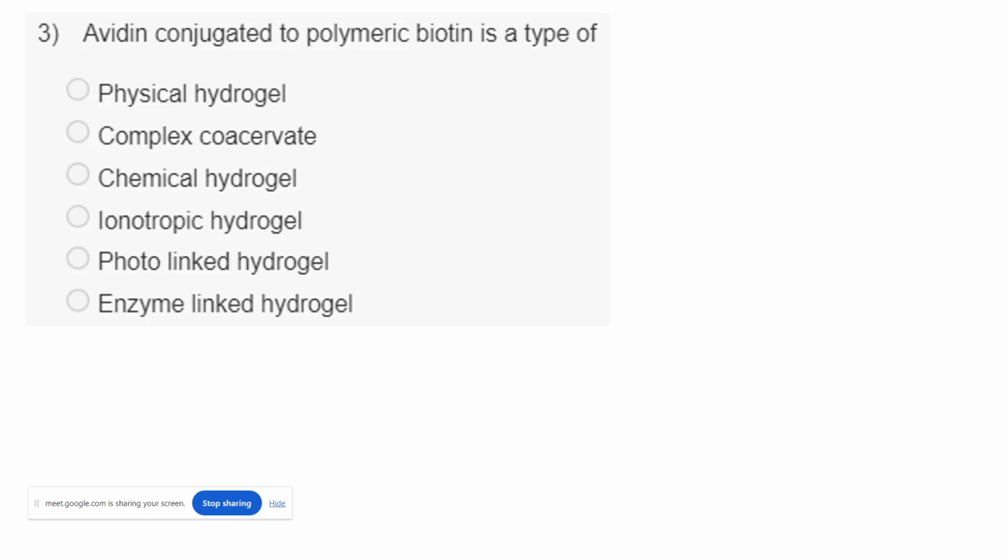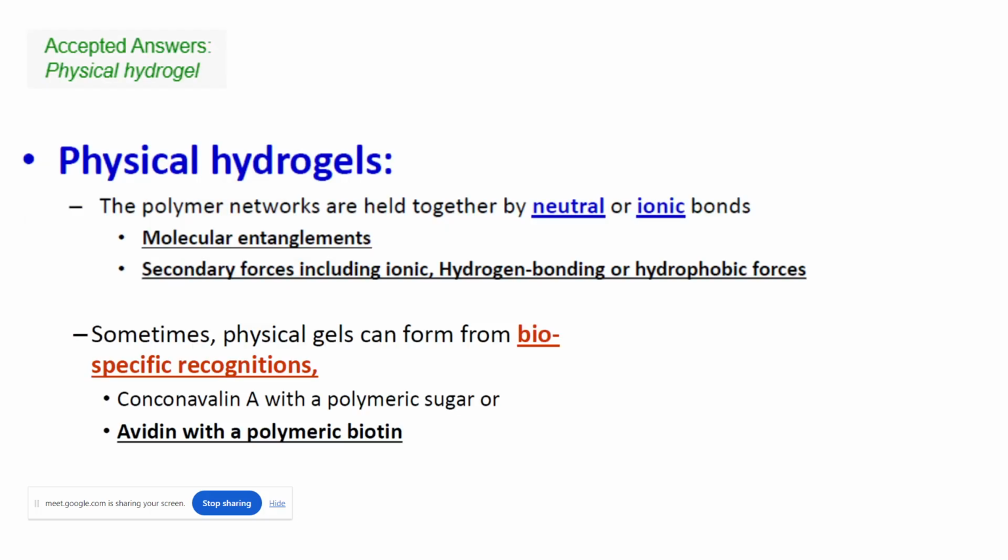Okay, the correct answer is physical hydrogels. So physical hydrogels are hydrogels where the polymer networks are usually held together by neutral and ionic bonds, and that leads to molecular entanglements and involves several forces like ionic, hydrogen bonding and hydrophobic forces. So the avidin biotin is one example, and another is the concanavalin A with the polymeric sugar. These are some biospecific recognitions.